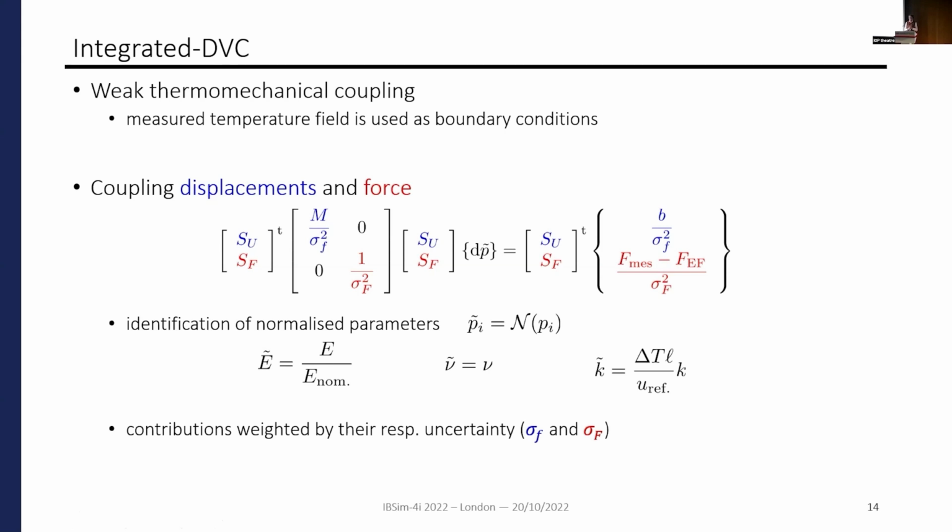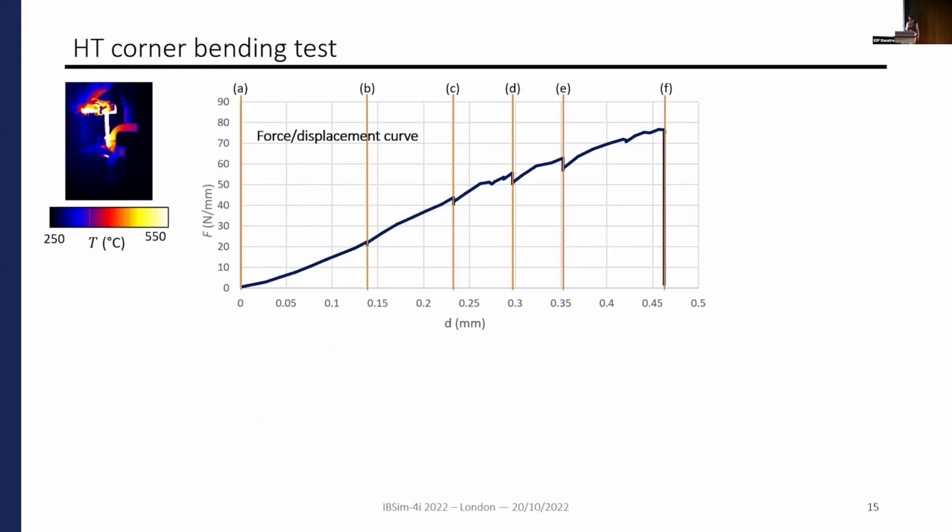And the other thing we have to care about is which weight to give to which experimental data. The good way to do it is to use the respective uncertainty on each measurement. So that is why data are weighted by the variance of the noise of the measured data.